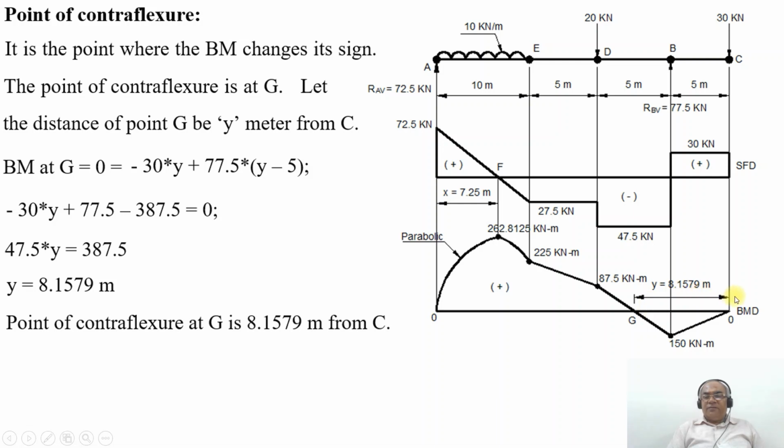So this is how you will be able to find out the point of contraflexure and also the maximum bending moment at the point F, and also the bending moment diagram and the shear force diagram, and we will be able to find the support reactions.